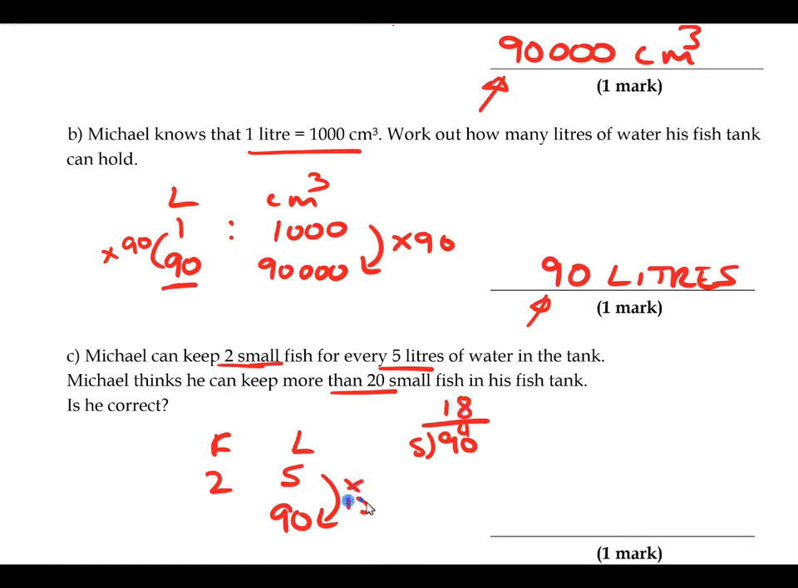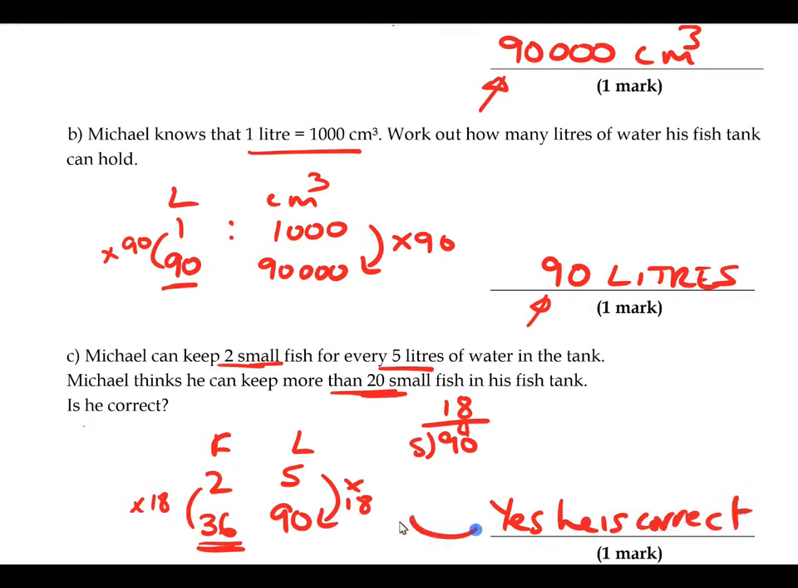And it tells you your scale is 18. So multiply the other side of your ratio by 18. And it tells you he can keep 36 fish in his tank. So is he correct? Well, he says 20. We've calculated 36. Yes, he is correct. And the evidence for this is your working out here.